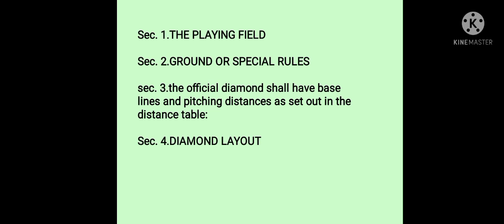Section 3, the official diamond shall have baselines and pitching distances as set out in the distance table. Note, if during the game the base distance or the pitching distance is found to be at the wrong distance, correct the error at the start of the next full inning and continue playing the game.